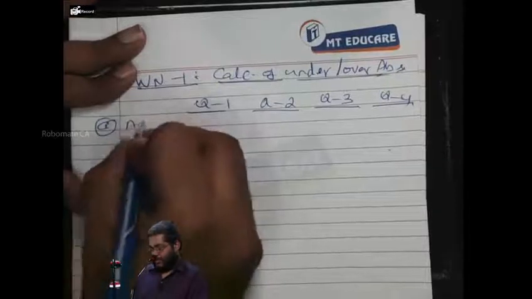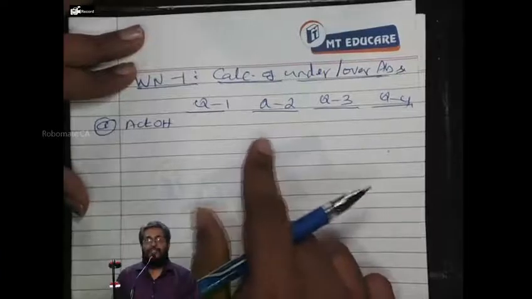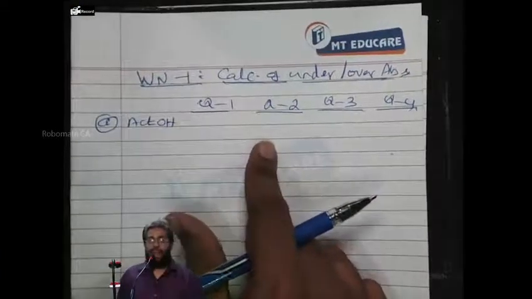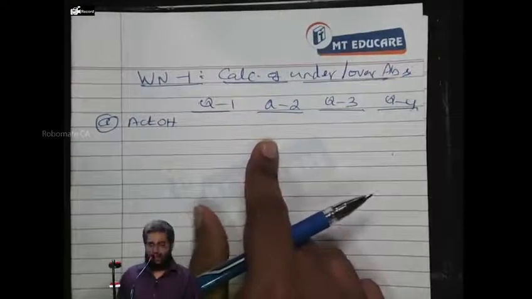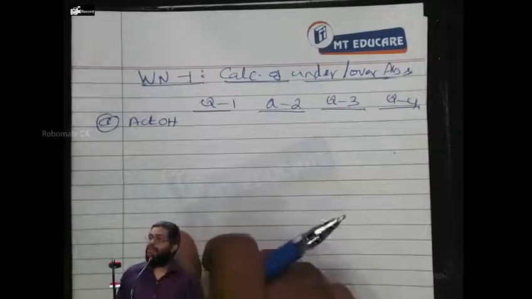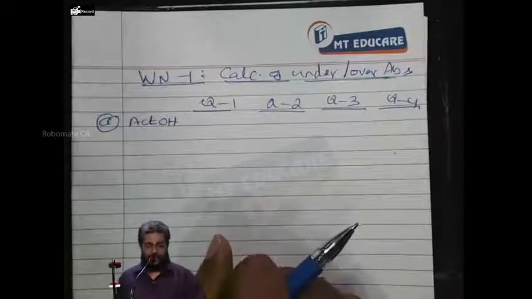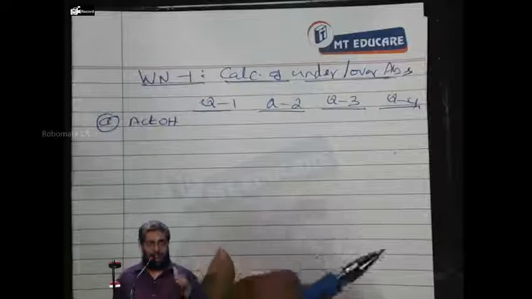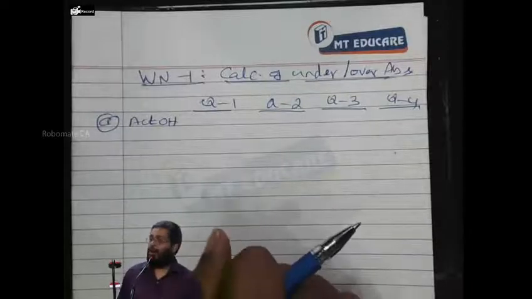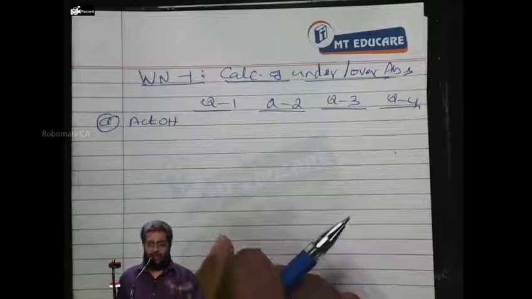A. Actual overheads. Actually, how much fixed overheads am I spending? That is budgeted or actual? Both are same in this sum. But here I use actual for that. Under absorption or over absorption is column 1 minus 2. What is column 1? Absorbed. What is column 2? Actual. Budget will not come for under or over absorption calculation.